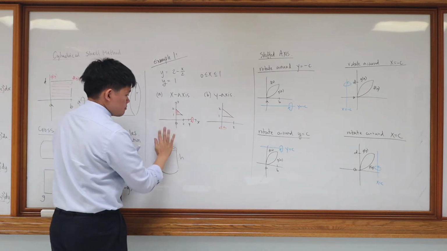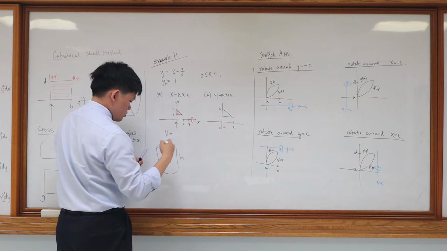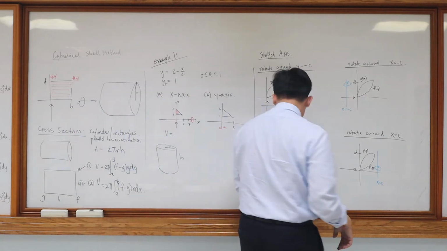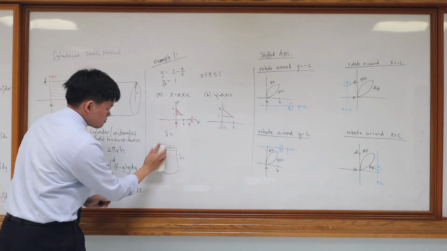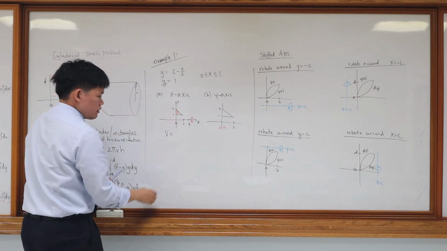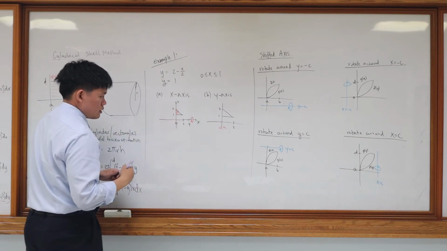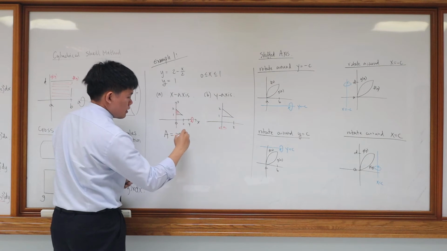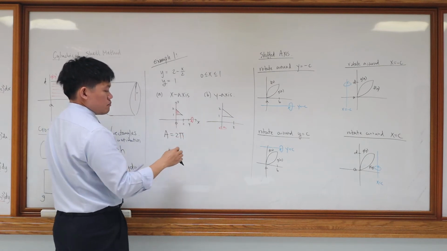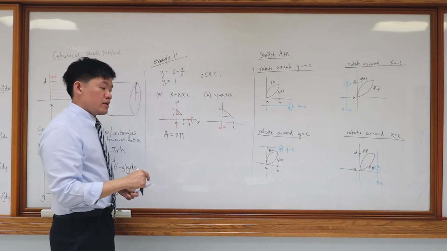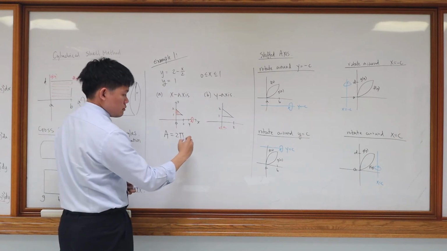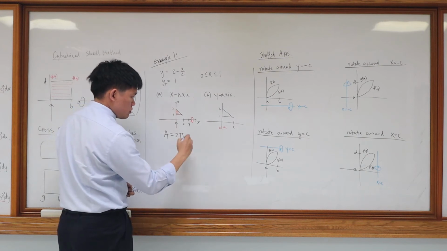Now, let's set it up. Okay? The volume here, well, let's talk about the area. The area here is equal to 2 pi times my radius. Okay, my radius, since I'm integrating with respect to y, is just going to be y.